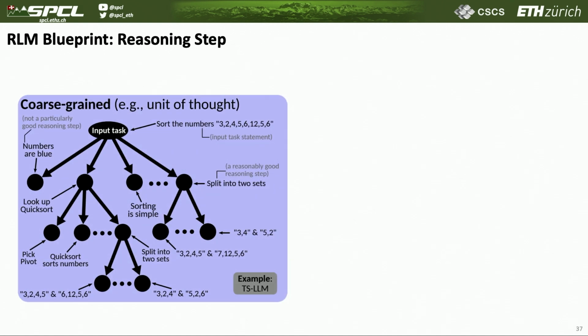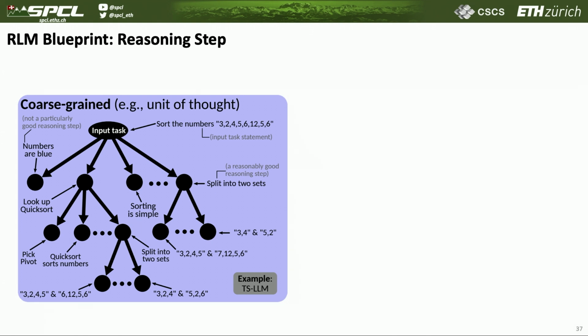And then one example design choice is the granularity of the steps. Because as we saw before, the most, let's say, straightforward way of thinking about the reasoning step itself is that it's like a step in a mathematical proof. Or maybe like we saw here in the sorting example, one of these steps would be look up quicksort. The other step would be pick pivot, right? So very coarse steps.